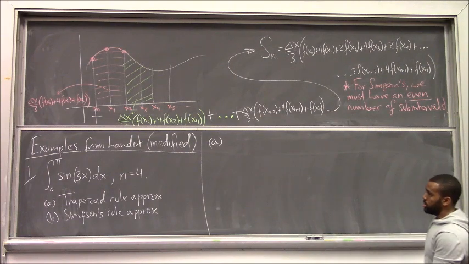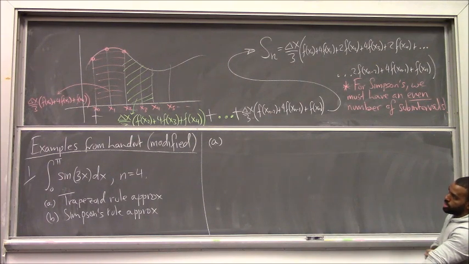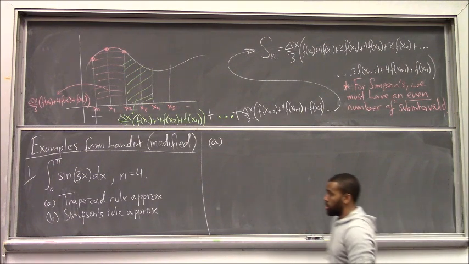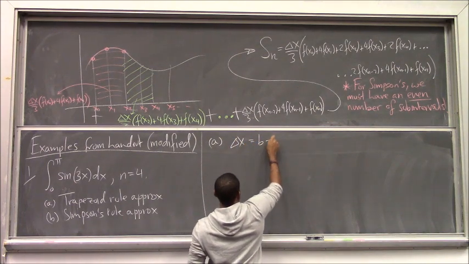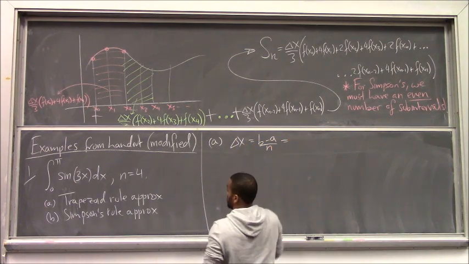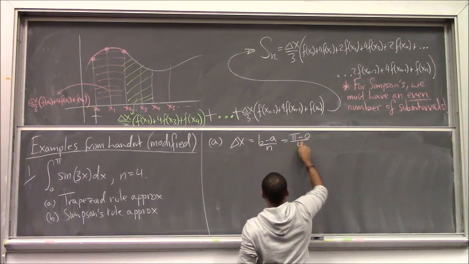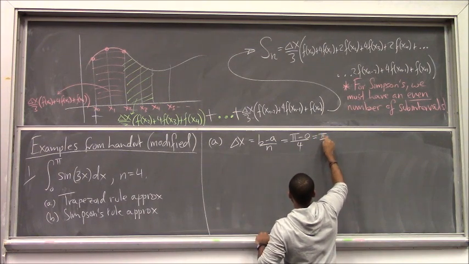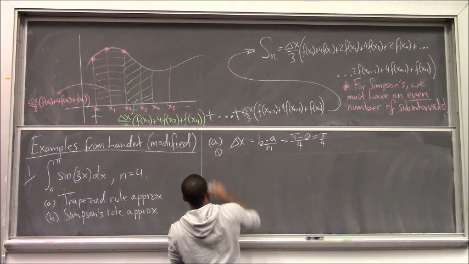Okay, so let's run through this quickly. We're using the trapezoid rule approximation. Now, whenever you want to use any one of these approximations, the first thing you're going to want to find is your delta x. Your delta x is b minus a over n, which in this case is going to be pi minus 0 over 4. So that's the first thing, find your delta x.